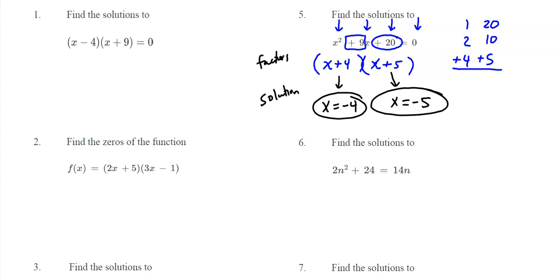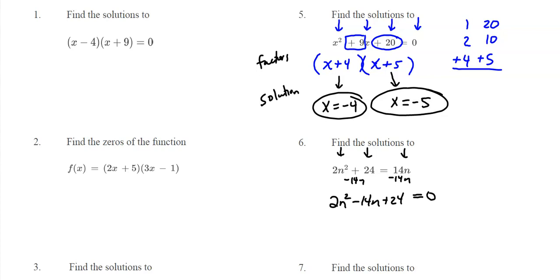All right, same idea, number 6. The only problem with number 6 is I do see my n squared, I do see my n, I do see a number, but it's not set equal to 0. So let's set it equal to 0. Let's subtract this 14n from both sides. So I get 2n squared minus 14n plus 24 equals 0.